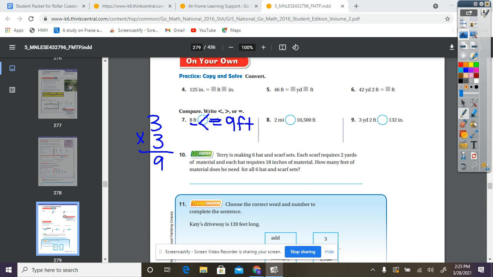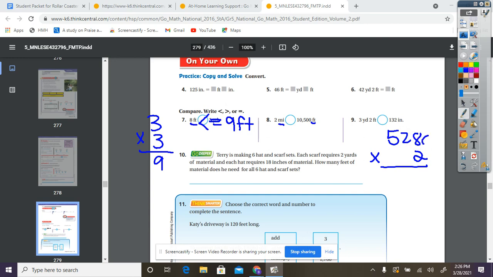If you look at number 8, you have miles and feet. I want you to pick out the bigger unit. Which one's bigger, miles or feet? Miles are bigger. So you're going to convert miles to feet. That means you're going to do 2 times whatever that conversion is, which there are 5,280.